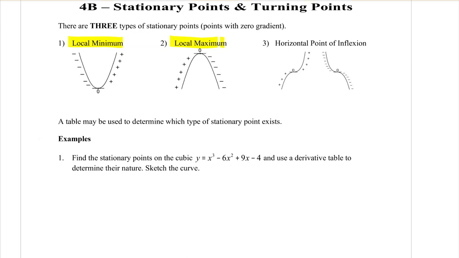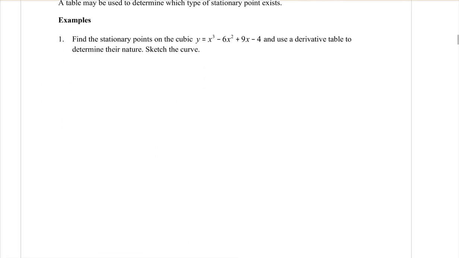Question number 1 says, I want to find the stationary points on a cubic, which is y equals x cubed minus 6x squared plus 9x minus 4, and use the derivative table to determine their nature. Sketch the curve. Okay, so yesterday we learned that if I want to find the stationary points, I have to differentiate and make my derivative equal to 0. So that's what we're going to do first.